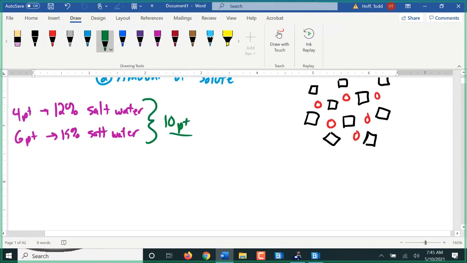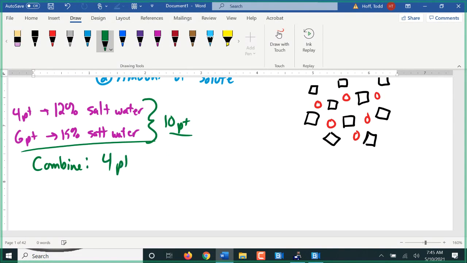Let's look at this example right here. Let's say we combine 4 pints of a 12% solution with 6 pints of a 15% solution. What is the concentration of our resulting solution?